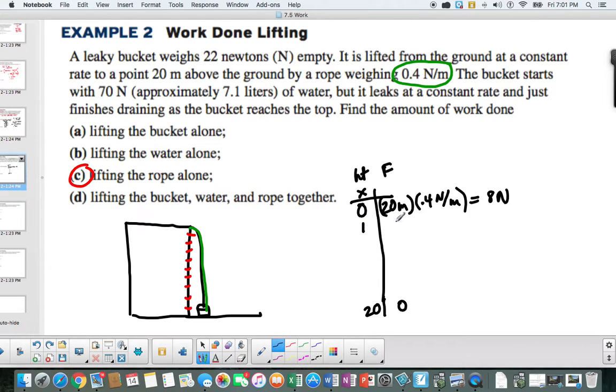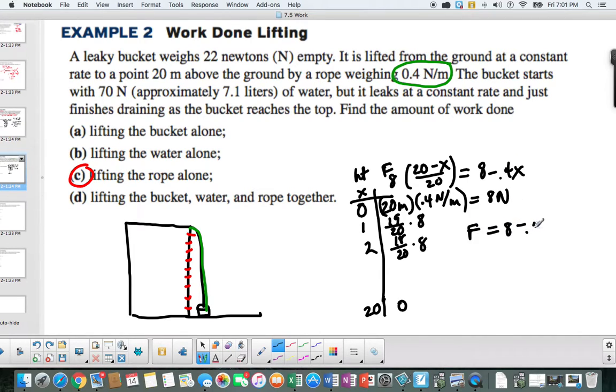At 1 meter, I'm going to have 19/20 of 8 newtons. At 2, I'm going to have 18/20 times 8, which suggests that this formula is going to be 8 times (20 minus x) all over 20, very similar to the water problem. And when I simplify that, I'm going to get 8 minus 0.4x as a representation of my force. So force is equal to 8 minus 0.4x.